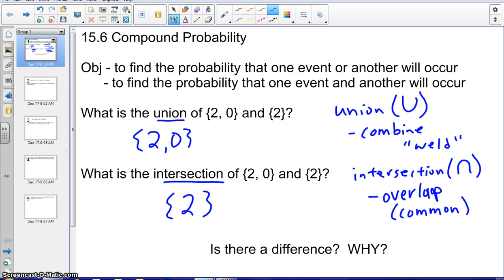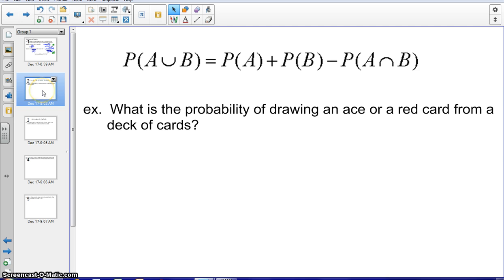Okay, we use OR as a union problem and AND as an intersection problem. So if you take a look here, we have the probability that A union B, so the probability that A or B occurs, is equivalent to the probability of A plus the probability of B minus the probability that A intersect B.